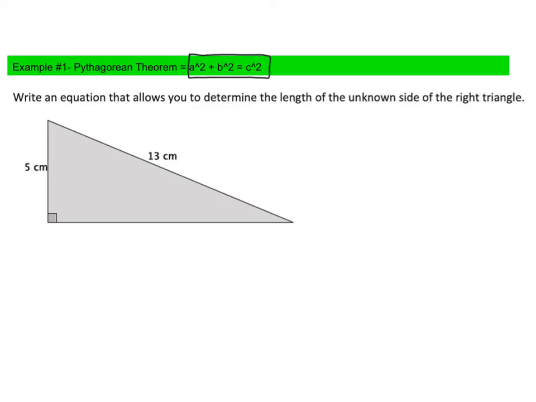But I'll rewrite it real quick so that you can see it a little bit different. A squared plus b squared equals c squared. So this is Pythagorean's theorem for a right triangle. So meaning you have to have a right angle for this theorem, this formula, to work. The first thing you want to do is identify A, B, and C.